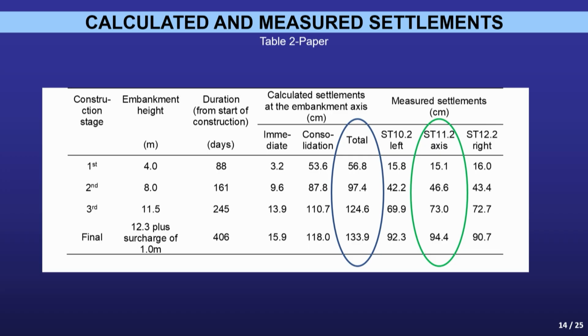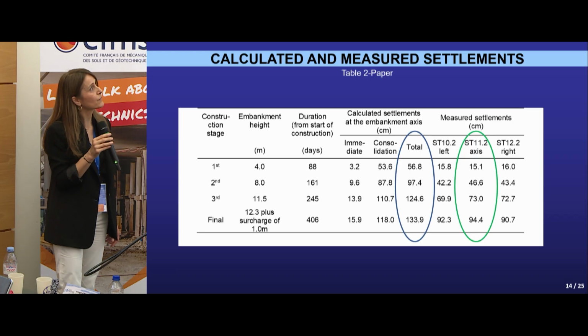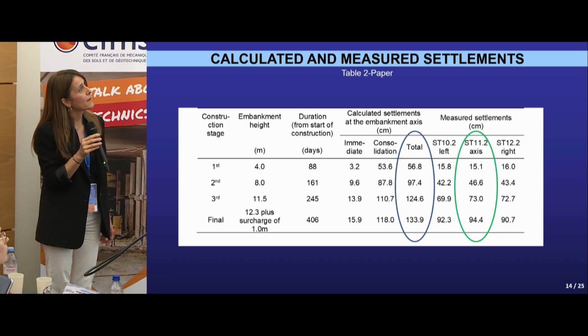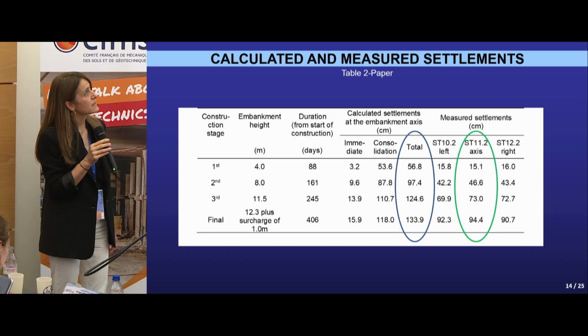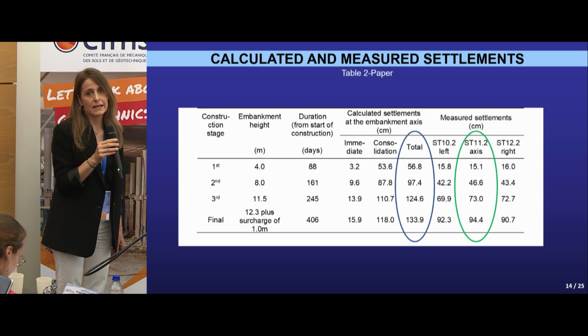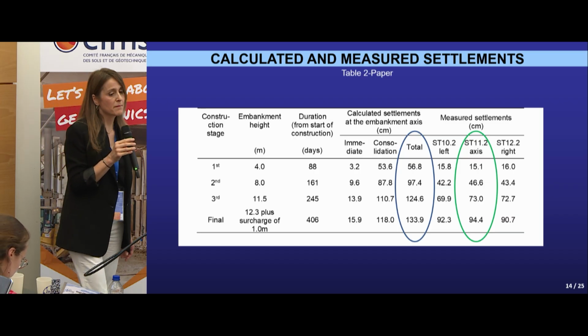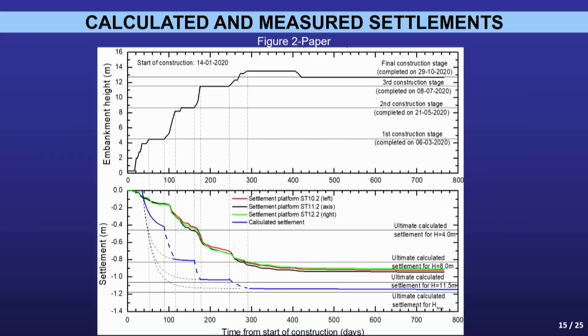You can see here the total settlements for each construction stage compared with the measured settlements from the settlement gauges. For all cases, the calculated settlements were greater than the measured ones. The comparison is depicted here in terms of time. Two main conclusions we can make here.